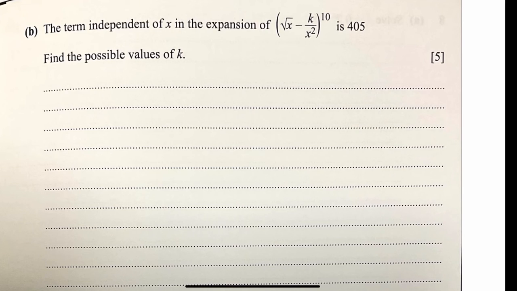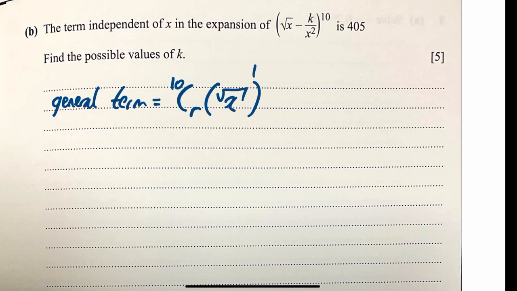We're just going to say the general term equals. So we're looking at the general term in the expansion of this. So the power of the bracket is 10. So I'm going to write that as 10 C r, where r is my general term. And I'm going to write this as root x to the power of 10 minus r, times minus k over x squared to the power of r. So that's an absolute mess. We need to tidy that up.